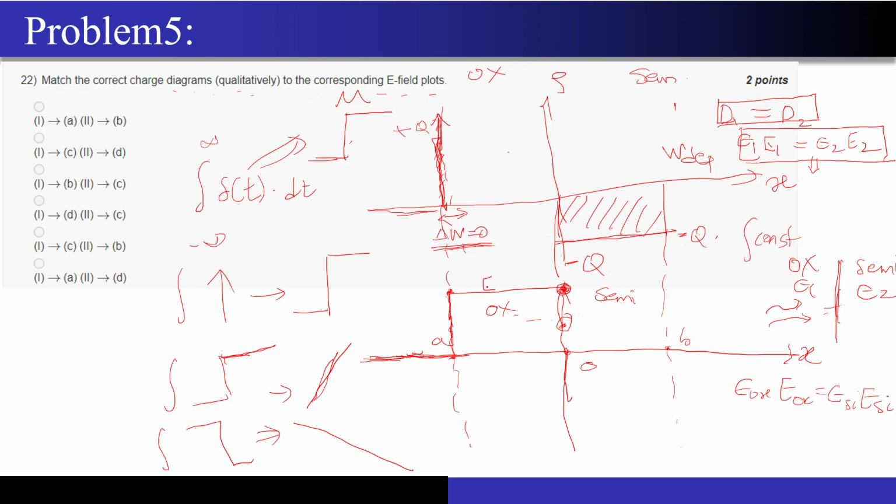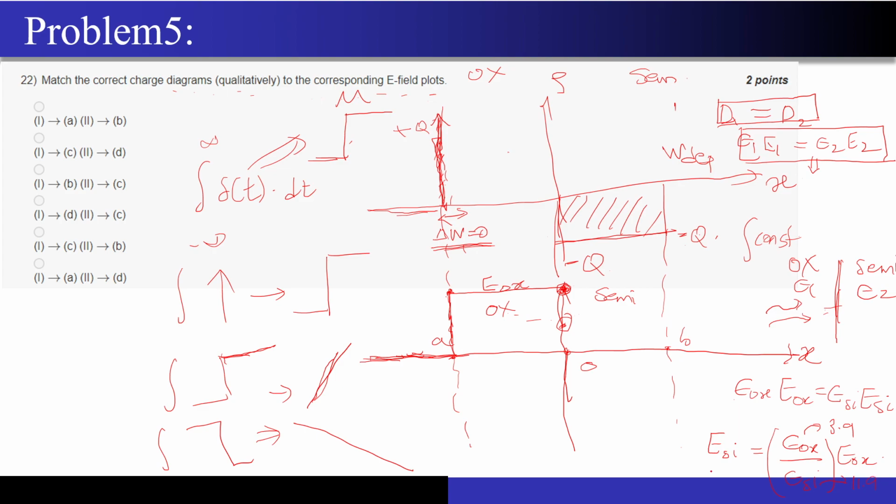This is the EOX, which I know. I don't know the value of ESI, I don't know how ESI will look. So let me take it on the left hand side. ESI will be nothing but epsilon oxide upon epsilon of silicon times EOX. Now this epsilon oxide is just 3.9 and this epsilon of silicon is around 11.9.